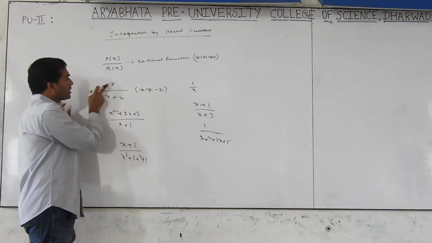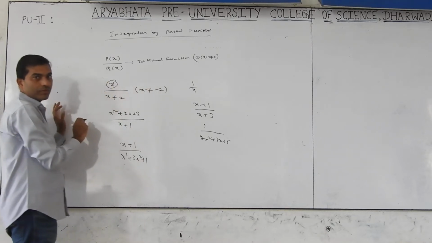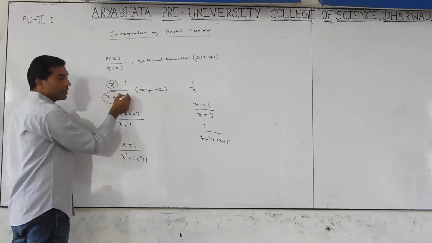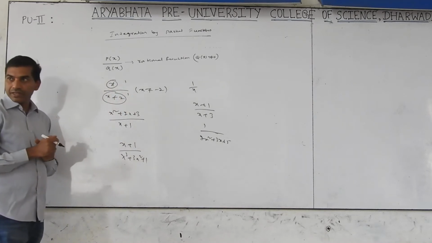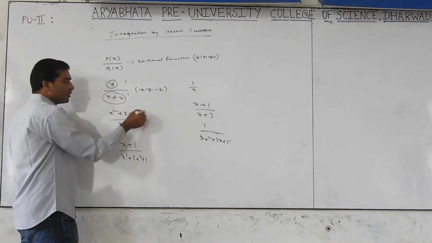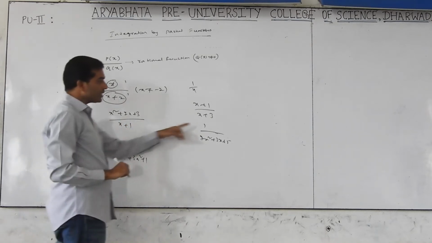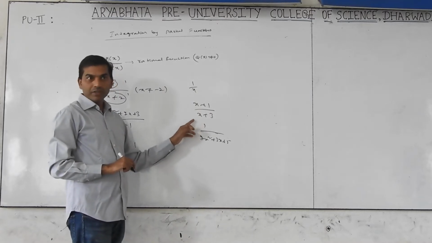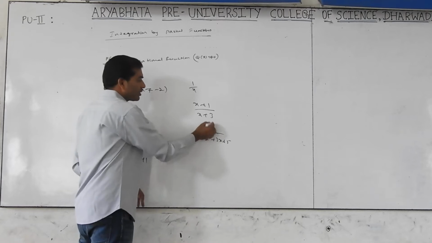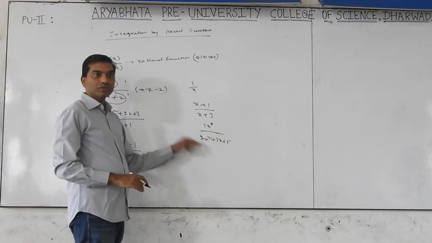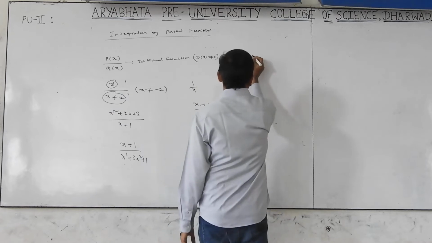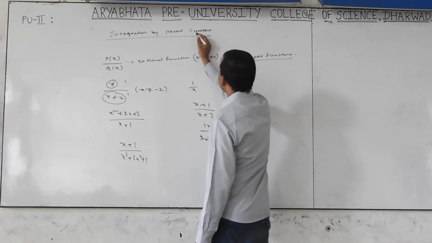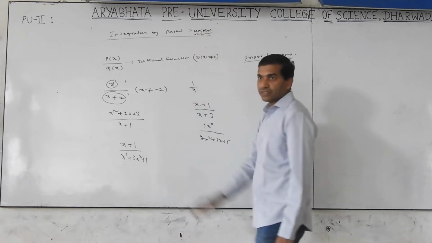Now, what is the degree of the numerator? 1. Degree of the denominator? 1. Both have the same degree. Here the degree is how much? 2. This degree is 1. So your degree is 0. Degree of the numerator is 0, because the degree of a constant is 0, x power 0. And the denominator degree is 2. This is a proper function, or proper fraction also we can say. Both ways we can say.